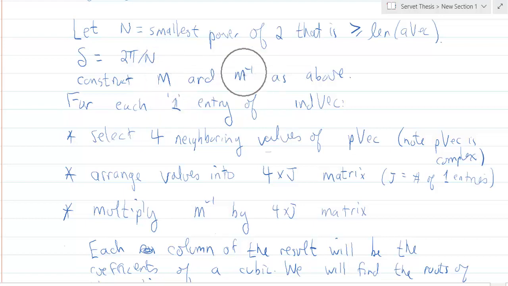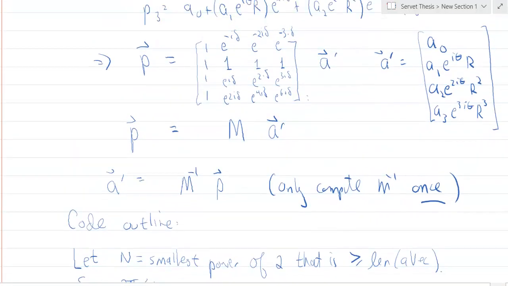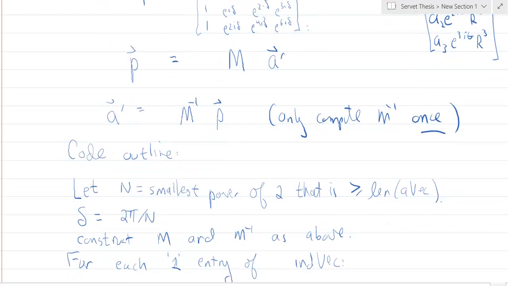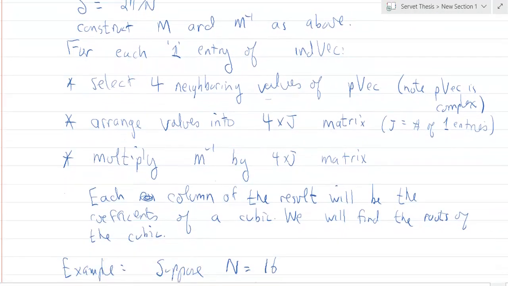Now construct M and M inverse as above. Remember that M depends only on delta. So once you have delta, you can find M. Once you have M, you can find M inverse. If you don't know how to invert a matrix in Python, you can look that up on the web.